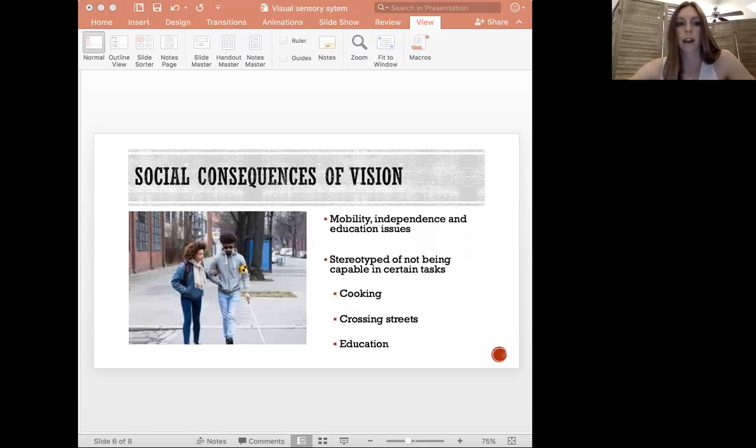Research has actually found that people with visual impairments have a decline in mental health, especially depression. They tend to feel like they're missing something in the real world and they can't see, so then people treat them differently and assume that they might not be able to cook, cross streets, and even pursue an education. That can be very difficult, but there are ways that that can be accomplished.